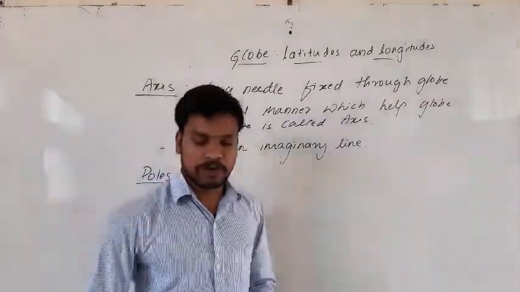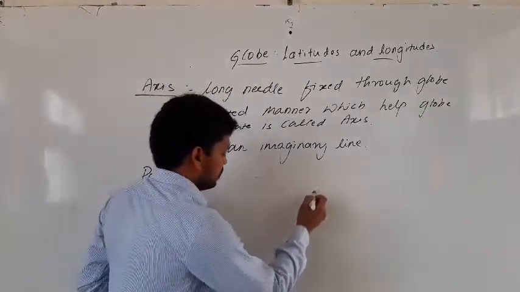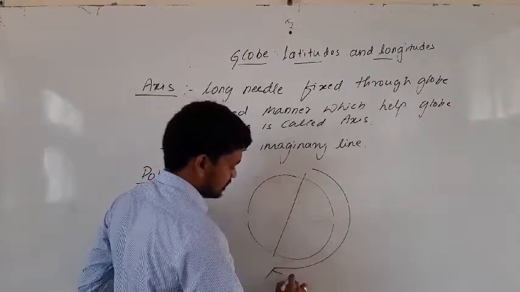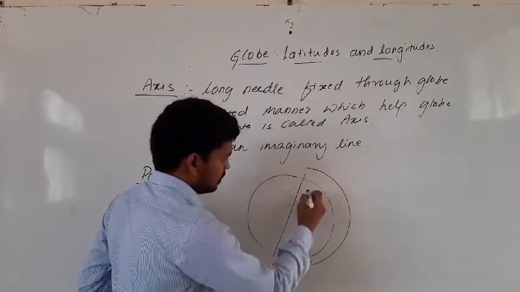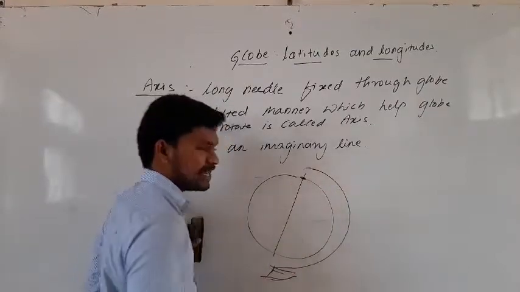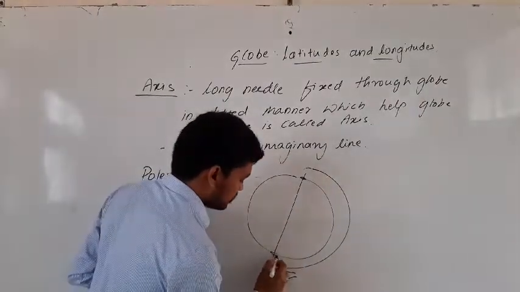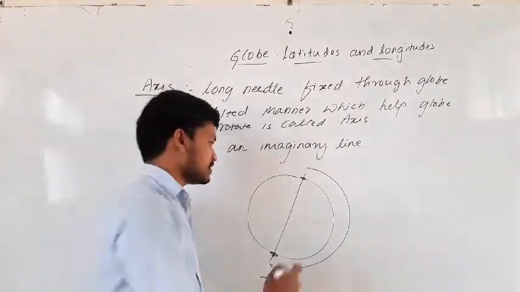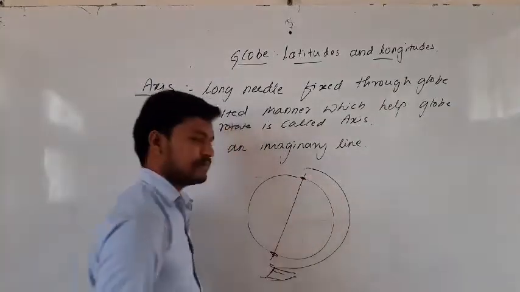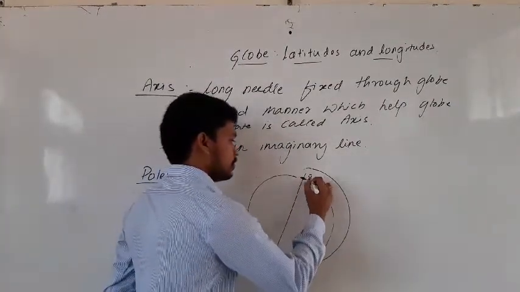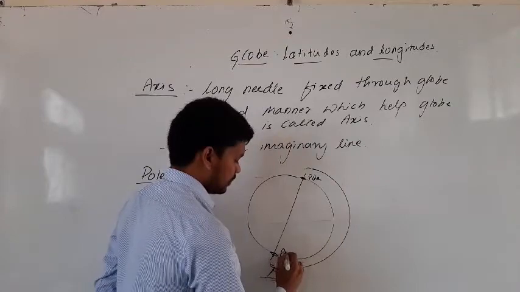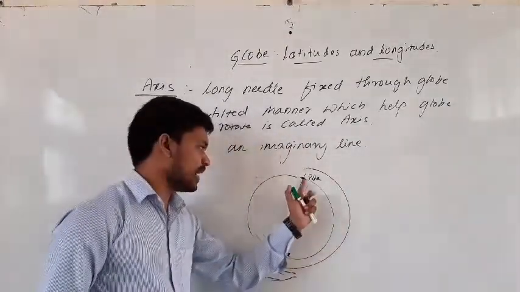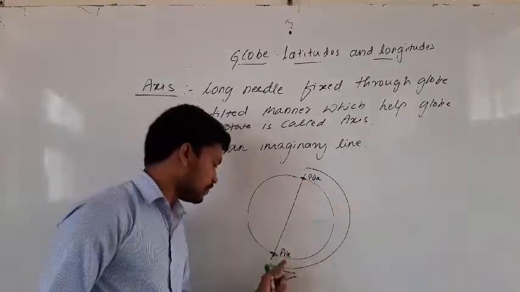What do you mean by pole? So here it's a globe. What is this? Axis. It's a stand and it's the axis. The two flat surfaces on the earth's surface are called the poles. Otherwise, the ends of the axis are called poles. The two flat surfaces of the earth in the north and south are called poles.